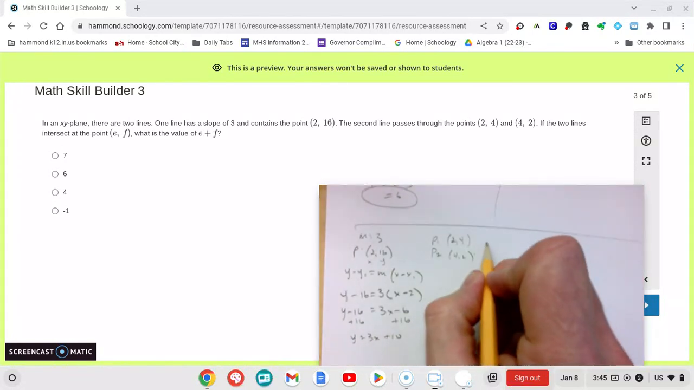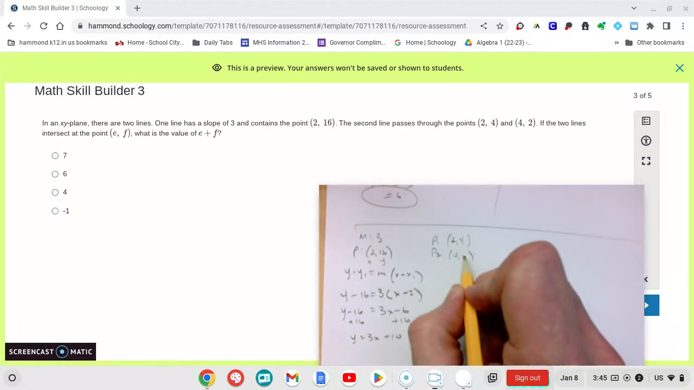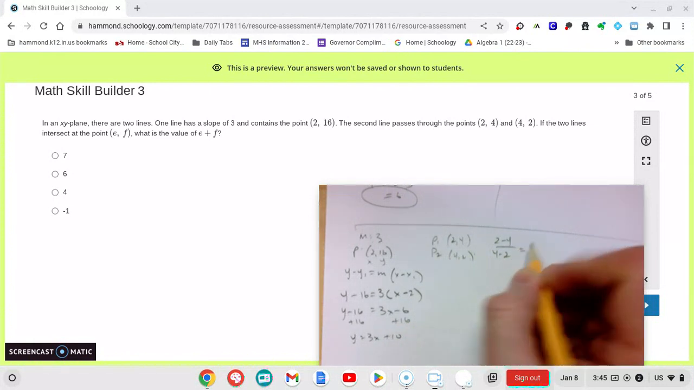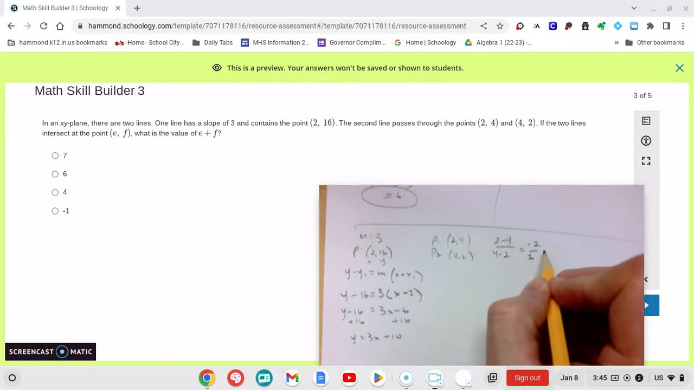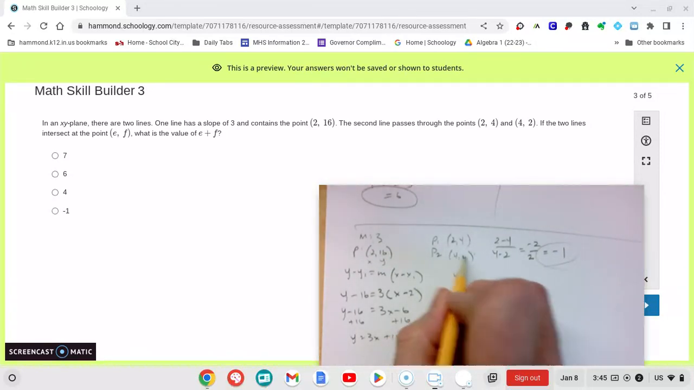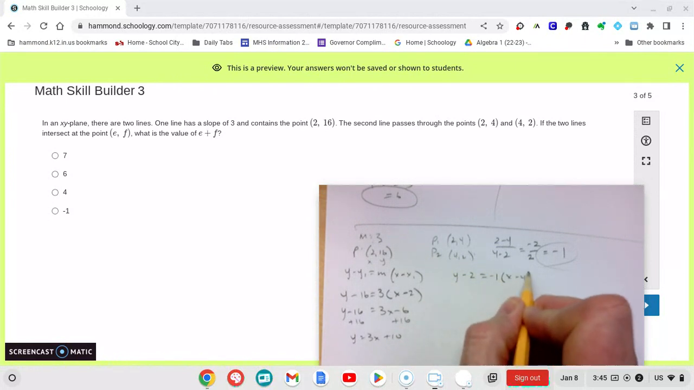Over here, if I do my same slope calculations that I did previously, I'm going to go 2 minus 4 over 4 minus 2. So that's negative 2 over 2. That equals negative 1. So I have a slope of negative 1, and I can use either one of these points. So let's take this second one. Y minus 2 equals negative 1 times x minus 4.